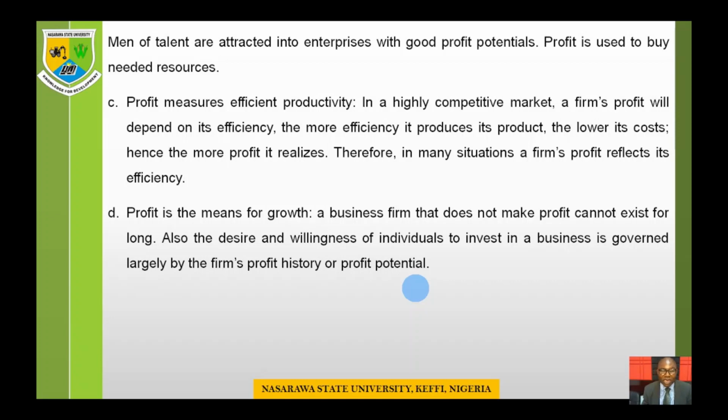So the next one is profit is the means for growth. That's another function. A business firm that does not make profit cannot exist for long. Also, the desire and willingness of individuals to invest in a business is governed largely by the firm's profit history or profit potential. Yes, an organization may not be making profit right now, but over time, if an investor sees that there is potential or hope of making profit over time, they will be desirous of investing in such organization.